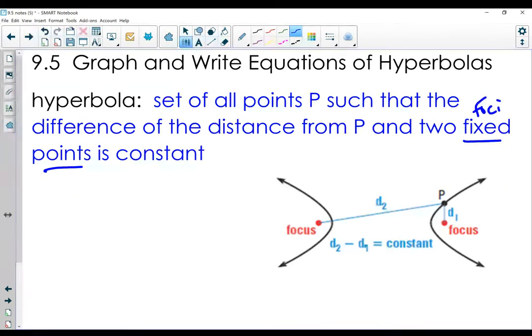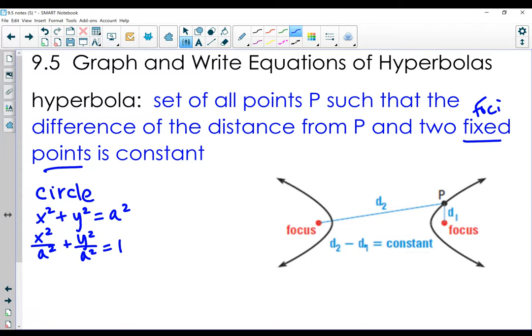And so it reminds me a lot of our definition of an ellipse. With an ellipse, when I add those two distances, it's a constant. With a hyperbola, we're looking at subtracting them and getting a constant. So just to do a quick review, we had circles first, and a circle was x squared plus y squared equals a squared. And we found that we could also write it as x squared over a squared plus y squared over a squared equals 1.